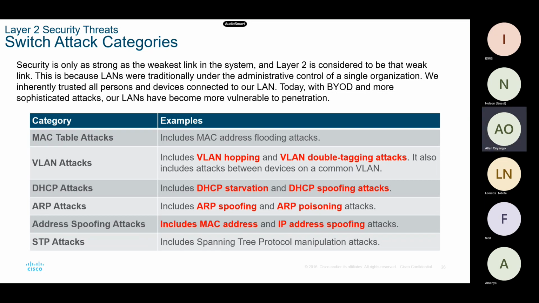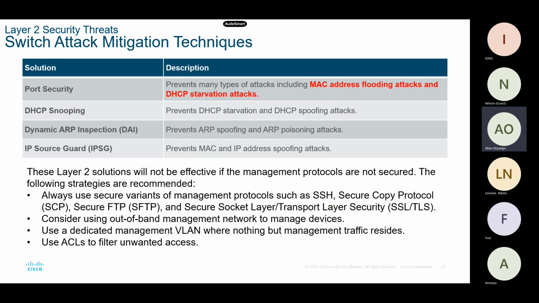And so we have these attacks. The first one is the MAC address table attacks, which attack the MAC address table of the switch. We have the VLAN attacks, which include VLAN hopping and VLAN double tagging. We have DHCP attacks, where we have 2 attacks, DHCP starvation attacks and DHCP spoofing attacks. Then we have ARP attacks, which include ARP spoofing and ARP poisoning. Then we have address spoofing attacks, where we spoof either the MAC addresses or the IP addresses. And finally, we have the STP attacks. Most of these are layer 2 protocols, so STP, the Spanning Tree Protocol, could be manipulated as well. We want to talk about each of these attacks and see how to do that.